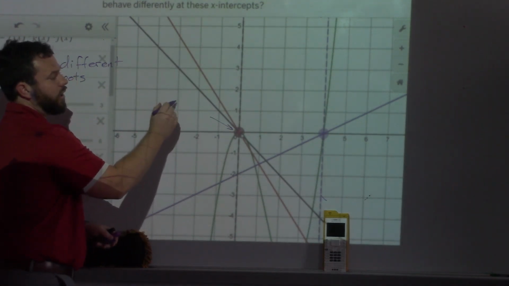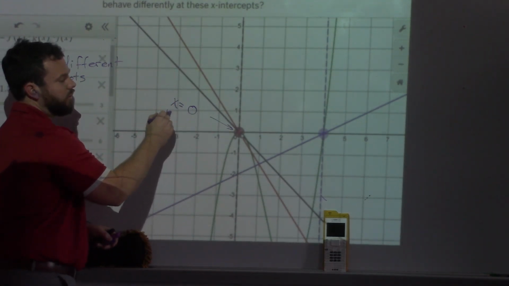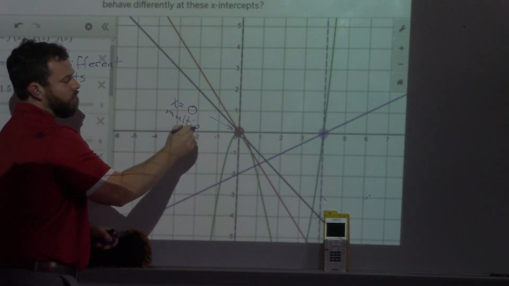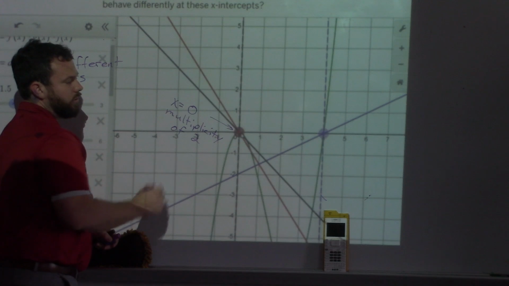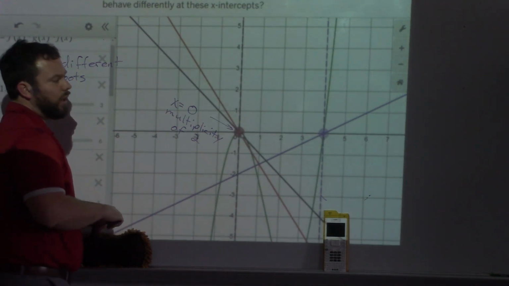I could also say, x equals 0 with a multiplicity of what? 2. Why is it 2? It's got 2 roots. It's got 2 lines going through it, right?